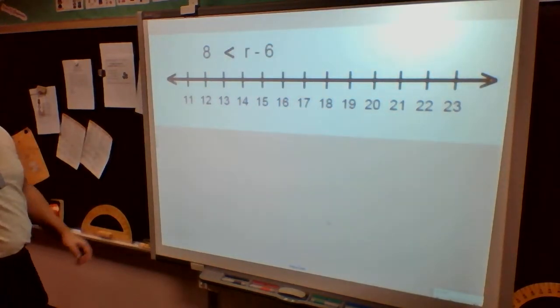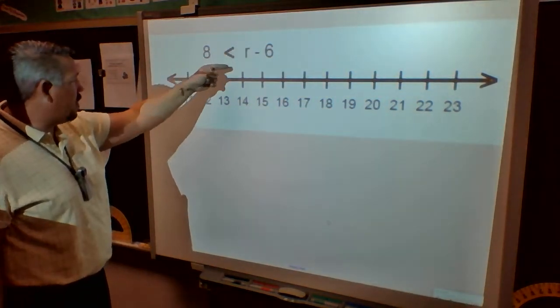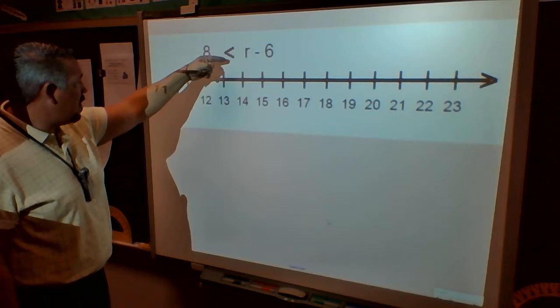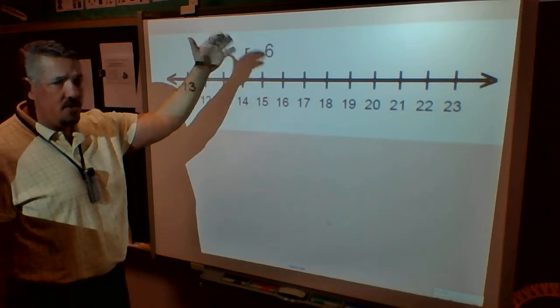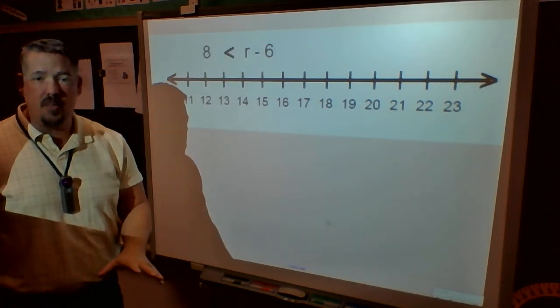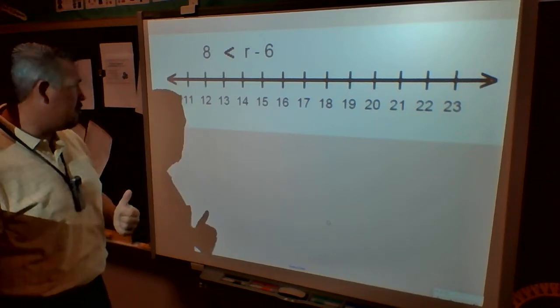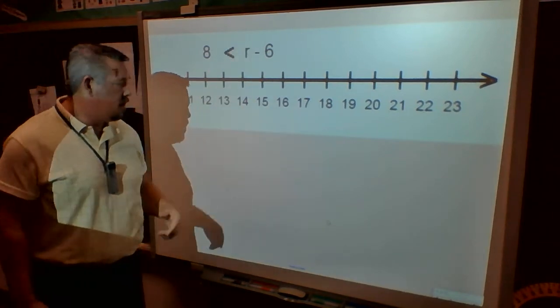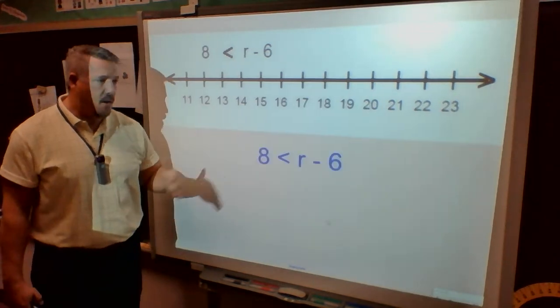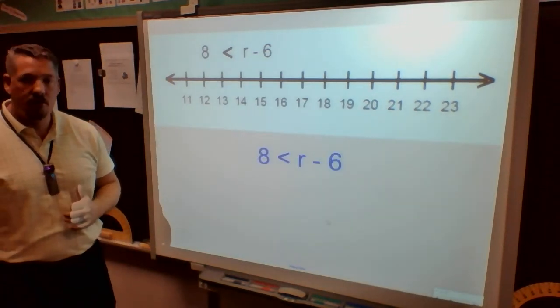My second one, arrow pointing to the 8, so I know 8 is less than, and here I have my R on this side. That does not change my math at all. It doesn't matter what side my variable is on. R minus 6. So I start by writing the problem down to where I can work with it.